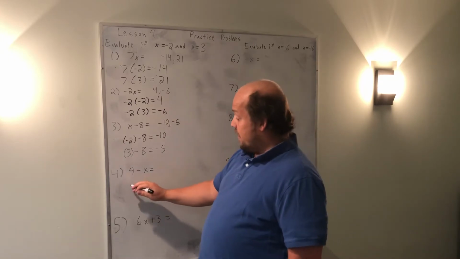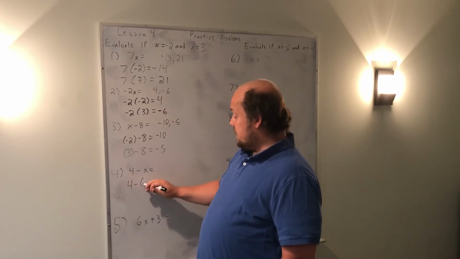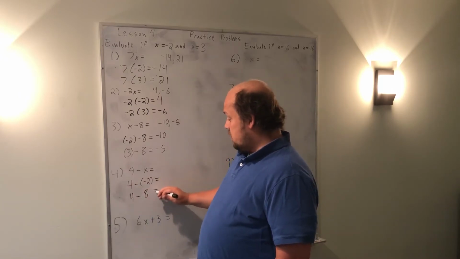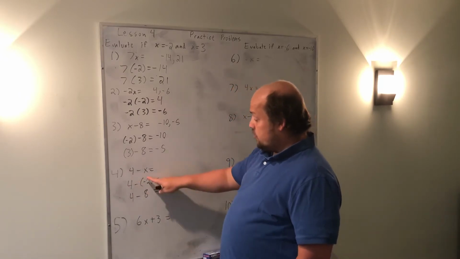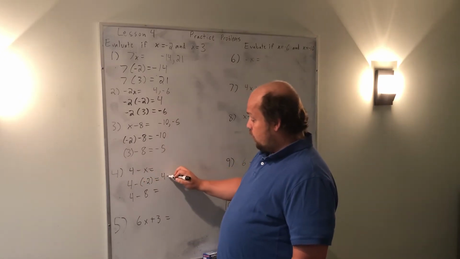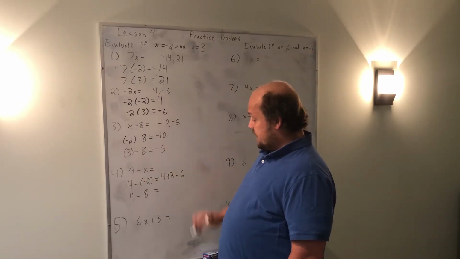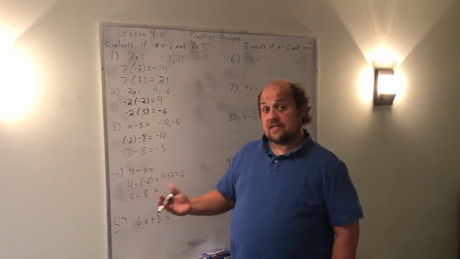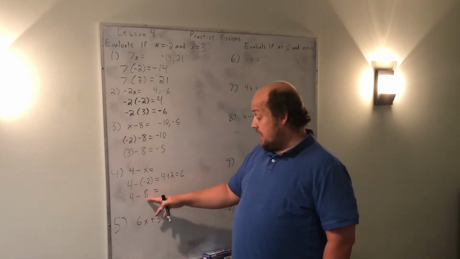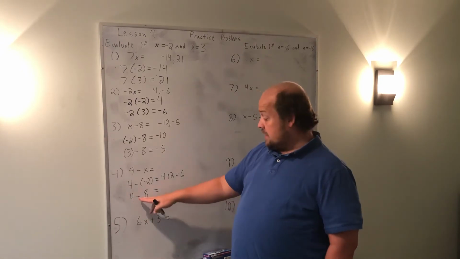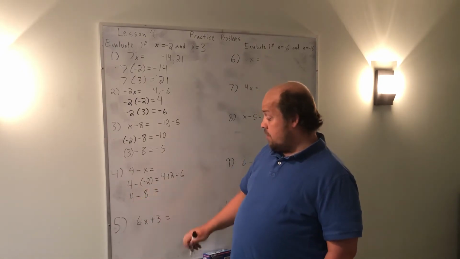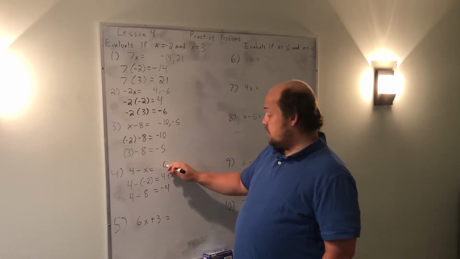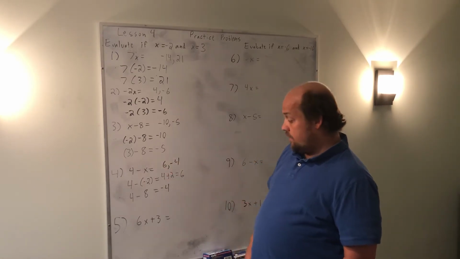When I do 4 minus x, it becomes 4 minus a -2 and 4 minus 8. 4 minus a -2 really just becomes 4 plus 2, or 6. 4 minus 8, here we have two different signs, so we gotta do subtraction. 8 minus 4 gives me 4. Since the negative is the bigger number, it's a -4. So my final answer here is 6, -4.